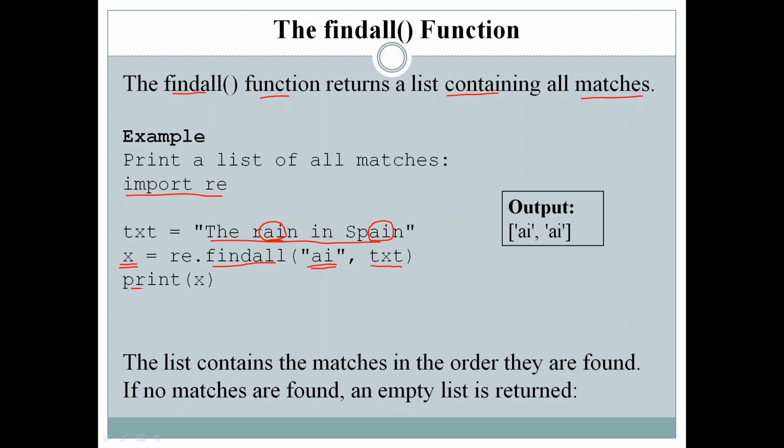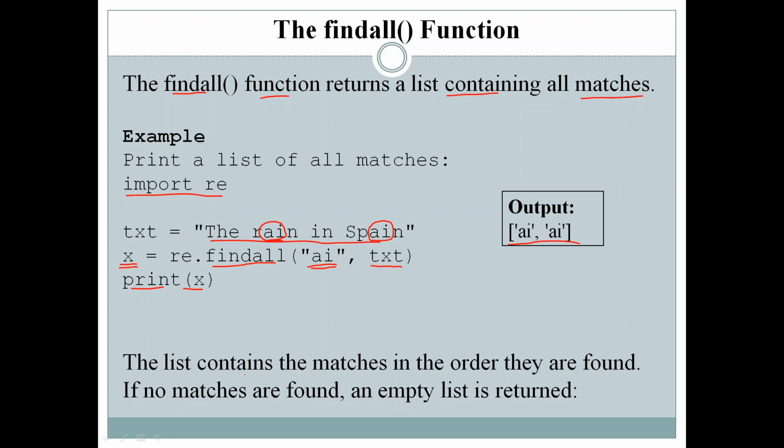And when we print x, it will print the output. Now you can see what our output is. The output contains two "ai"s. It is a list of matches. Twice we have "ai" in the string. So both of those matches are returned as a list by the findall function.